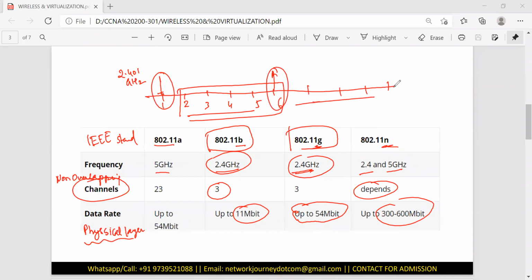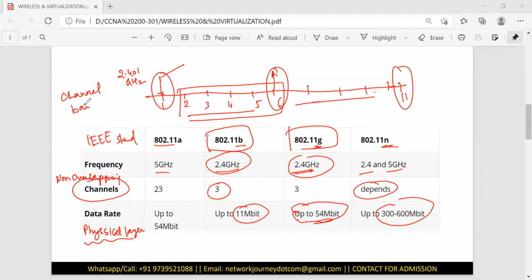Again, if I keep a separation of 4 channels, 7, 8, 9, 10, I can use the 11th one. So these are the non-overlapping channels, so that you don't have any kind of interference. There is a separation, and this leads to less data rate. Here the data rate is high when you try to bond them, if you use 1 as well as 11 and bond them together and then use it, that is known as channel bonding.